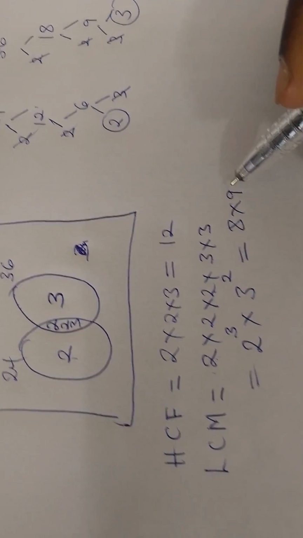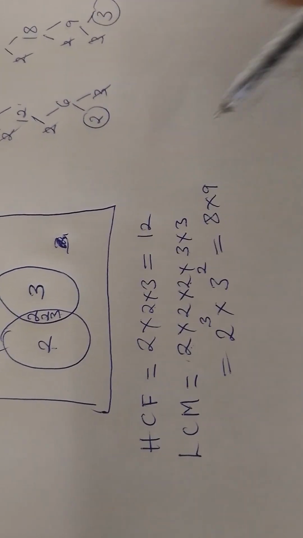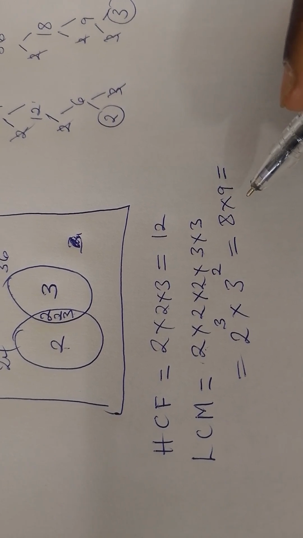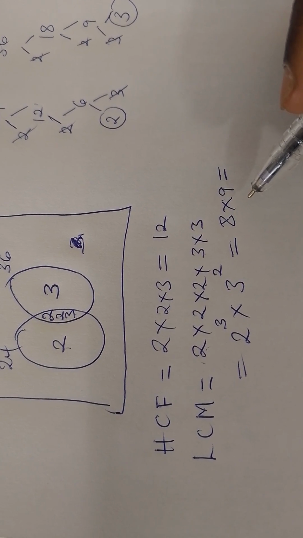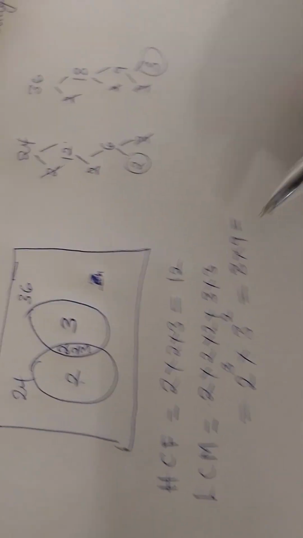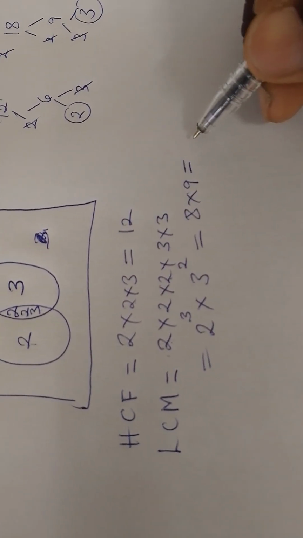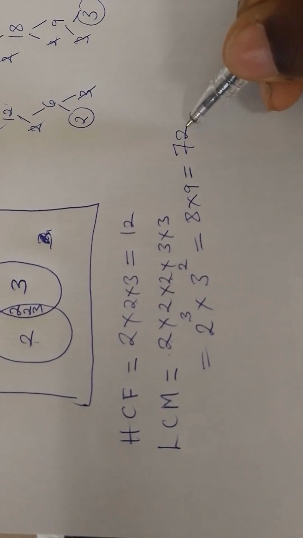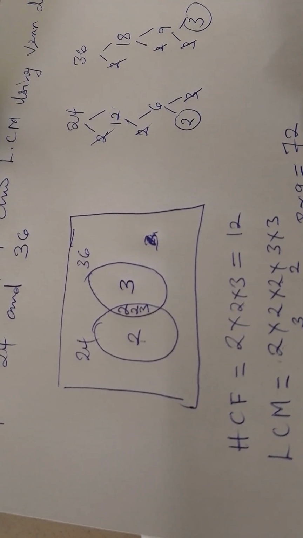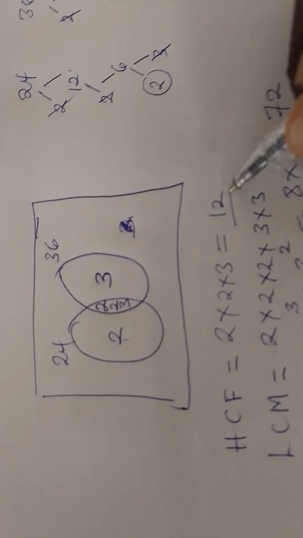So 8 times 9 is 72. So the lowest common multiple for 24 and 36 is 72, while the highest common factor is 12.